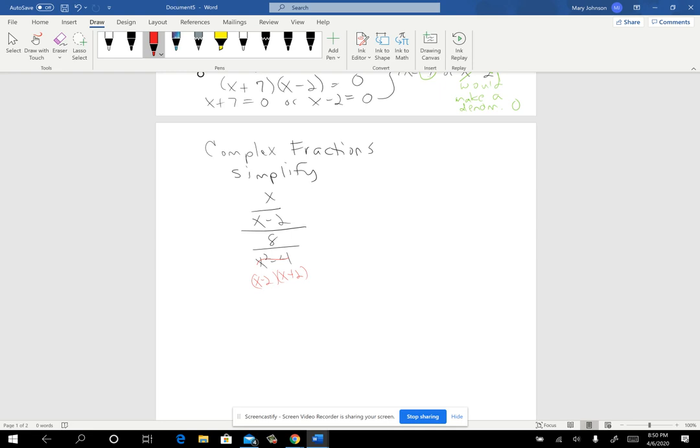Okay. And then you're going to look for the LCD. What you're going to do is use the LCD to clear the fractions, but in a different way. Still going to use them to clear the little fractions. Okay, so you look at these denominators, and again, you can see that the LCD would have to be an x minus 2 and an x plus 2.